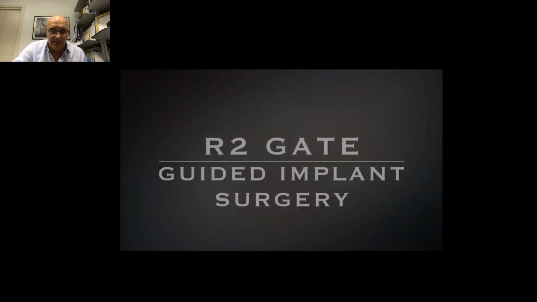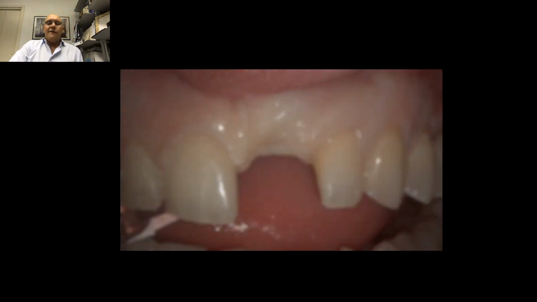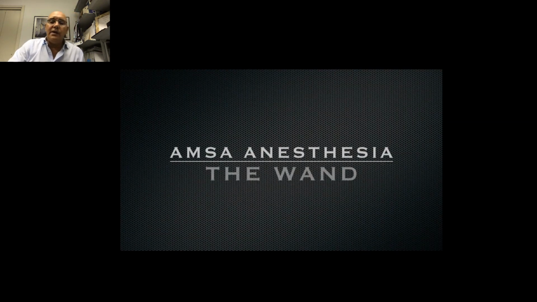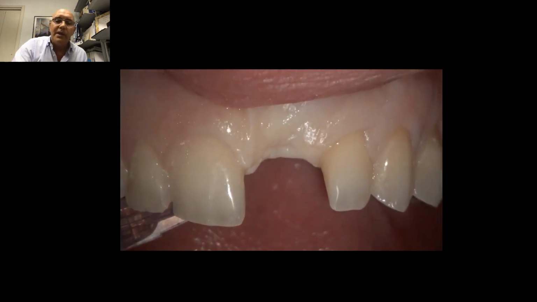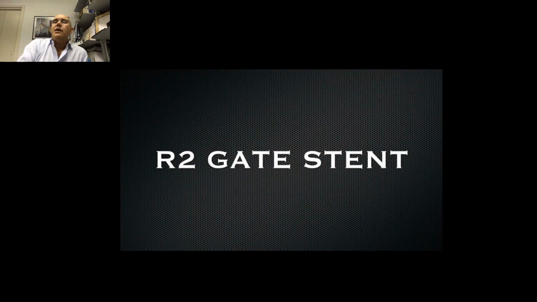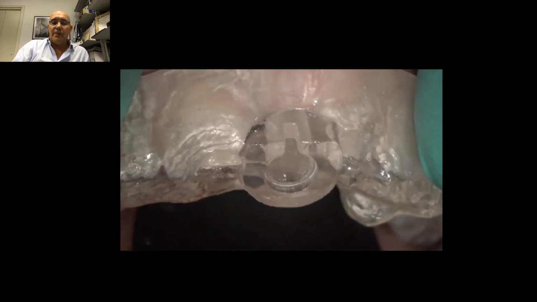So now you get to see also the way the R2 gate works in a situation like this. We give anesthesia by using the wand device, so that we give the anesthesia from the palate, so that we can take pictures, we can take video, we can actually take photos, and the patient is cooperative.